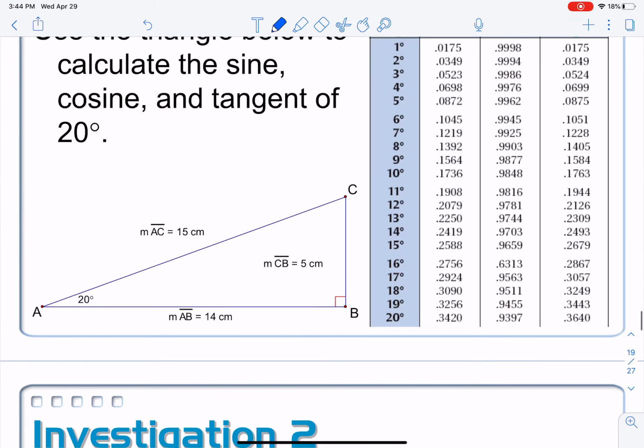Okay, so the first thing that I want to do, of course, is reference my 20-degree angle so that I know which one of these is supposed to be my opposite side, which is this one. It's the 5. That leaves the 14 as being the adjacent side. And of course, the 15 is our hypotenuse side.